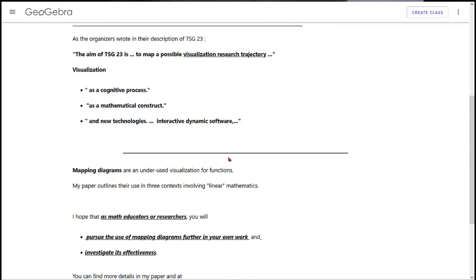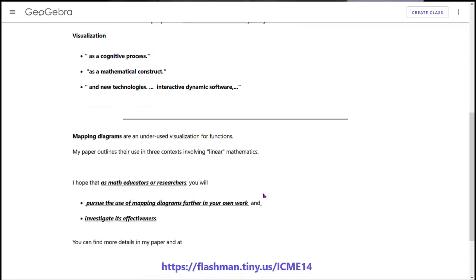I'm going to be talking about mapping diagrams, which are an underused visualization of functions. My paper outlines their use in three contexts involving what I call linear mathematics. I hope that as math educators or researchers, you will pursue the use of mapping diagrams further in your own work and investigate its effectiveness, which is the purpose of my presentation today. You can find more details in my paper and at this link.